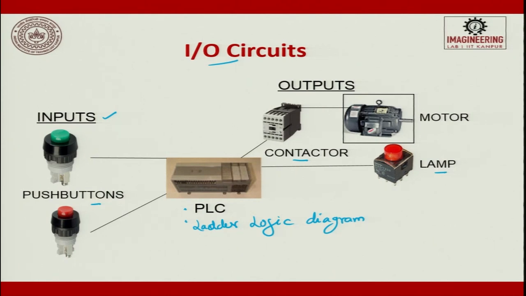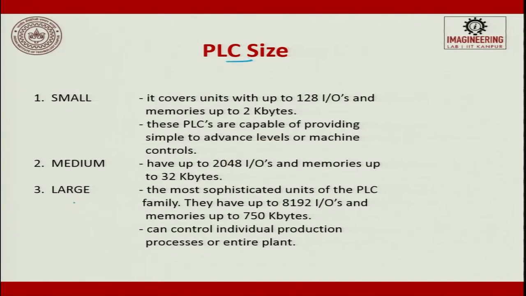So, PLC size, there are three sizes of PLC, it covers units with up to 128 input output and memories of up to 2 kilobytes, 128 inputs. So, in a CNC machine we can have a small PLC size and use. These PLCs are capable of providing simple to advanced levels of machine control, small, medium, they have up to 2048, look at it, 2048 input output devices and memories up to 32 KB.